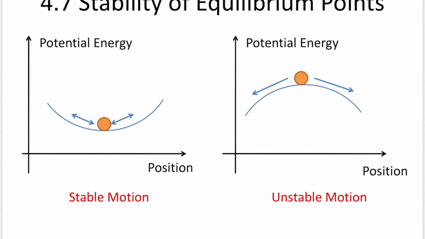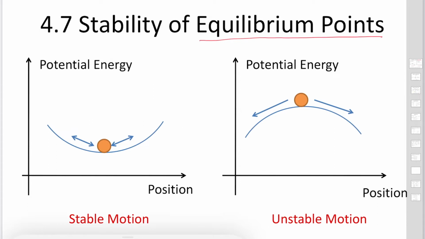Hello everyone. In this section, we are going to study the stability of equilibrium points. At an equilibrium point, the total force acting on the object is going to be 0. So this means the total force F is going to be 0. This is the equilibrium point. We have two types of equilibrium point: a stable equilibrium point or an unstable equilibrium point.